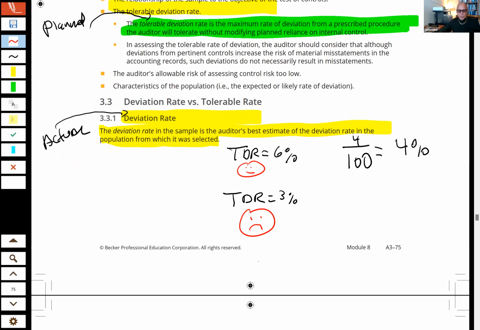I mean, look, you can't be sitting here saying, well, I'll accept 80% deviation from the control and that will still support a lower assessed level of control risk. So of course, we're providing reasonable assurance, right? If you're not reasonable, then how can you provide reasonable assurance? So there's sort of this reasonable person tenet that's out there.